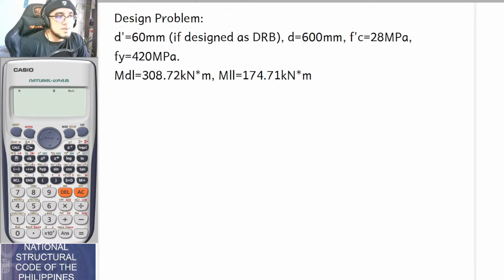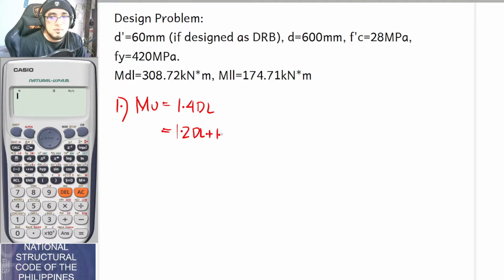Okay, so let's go from step to step. The first step, once again, is for us to get the value for your Mu. In this problem, as you can see, we have here your moment as brought about by the dead load and the moment as brought about by the live load. So there are two possibilities. The first possibility is to be your 1.4 dead load or 1.2 dead load plus 1.6 live load. Whichever is higher would be the more critical one. So that is to be the governing one.